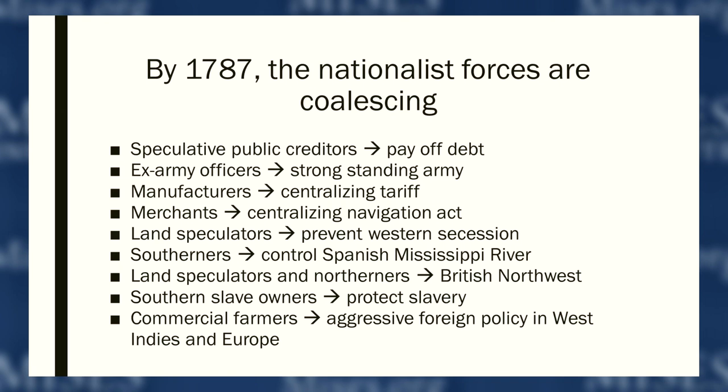You have land speculators who have claims to land, even though it's not really just claims. They didn't really homestead it. They want to prevent Western secession. Various states and regions linked up with the Mississippi River might secede and sort of break off and join with Spain, which owned the Mississippi River at that time. You have Southerners who want to control the Spanish Mississippi River.